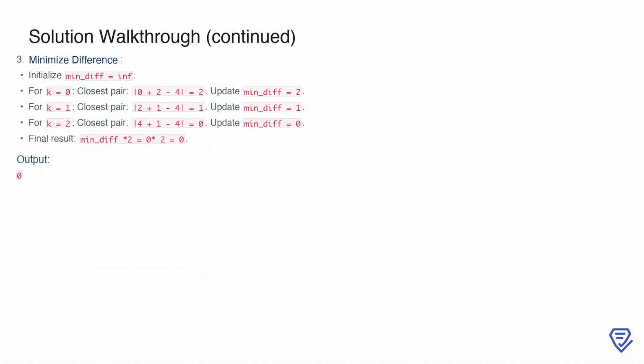Using the subset sums from the previous step, we minimize the difference. Starting with min_diff equals infinity, we evaluate each subset size k from 0 to 3. For k equals 0, the closest pair of sums gives an absolute difference of |0 + 2 - 4| equals 2, updating min_diff to 2. For k equals 1, the closest pair results in |2 + 1 - 4| equals 1, reducing min_diff to 1. At k equals 2, the smallest difference is achieved with |4 + 1 - 4|... equals 0, and min_diff is updated to 0. At k equals 3, no better result is found. Doubling this smallest difference gives the final result, which is 0.